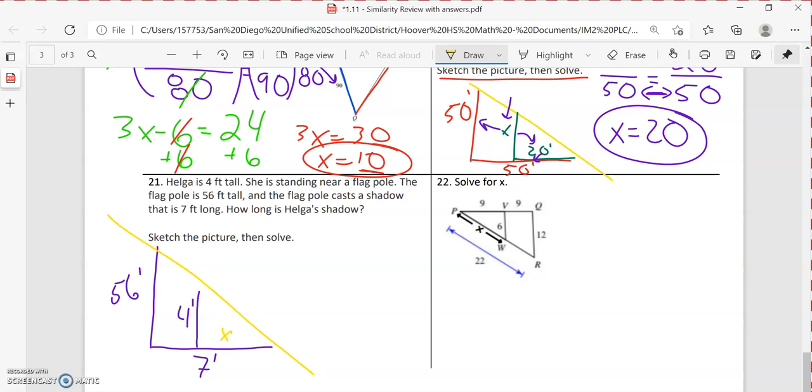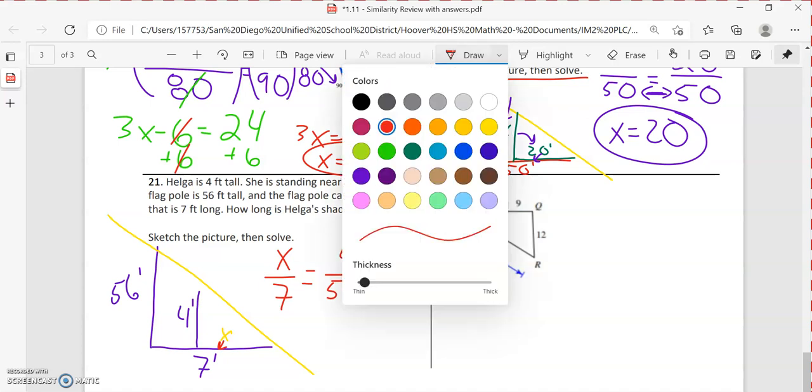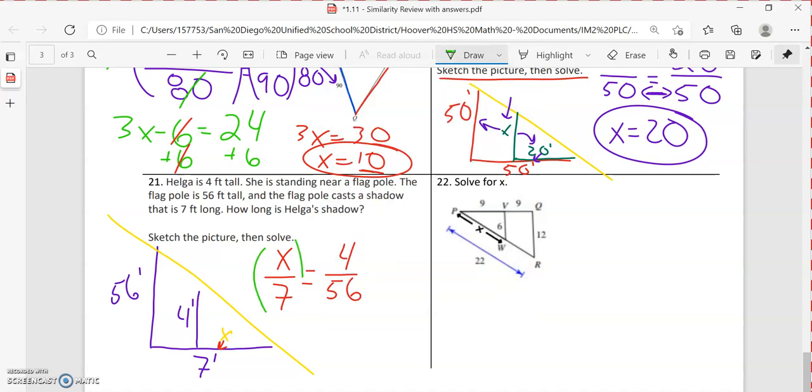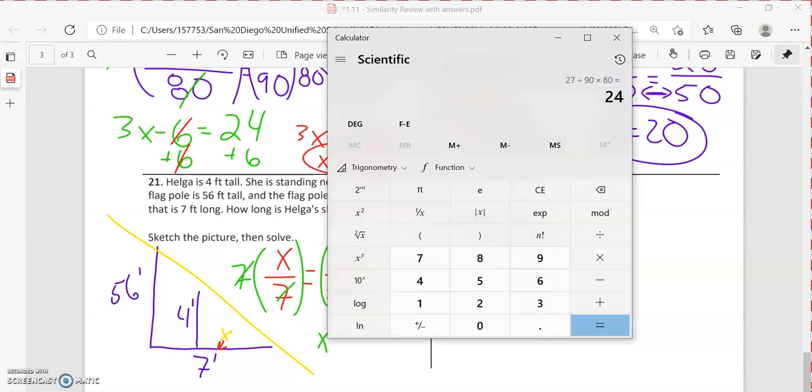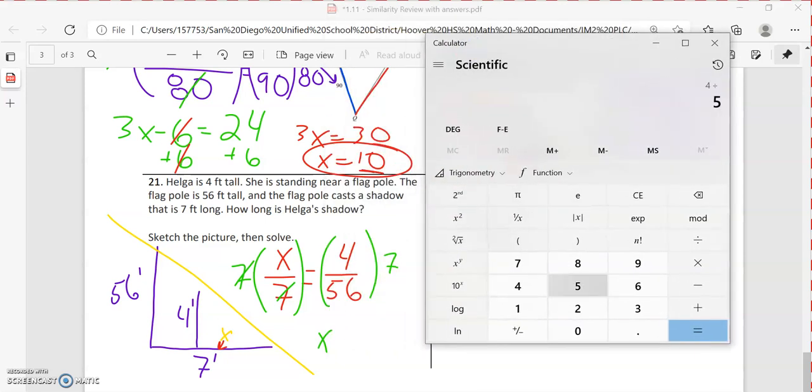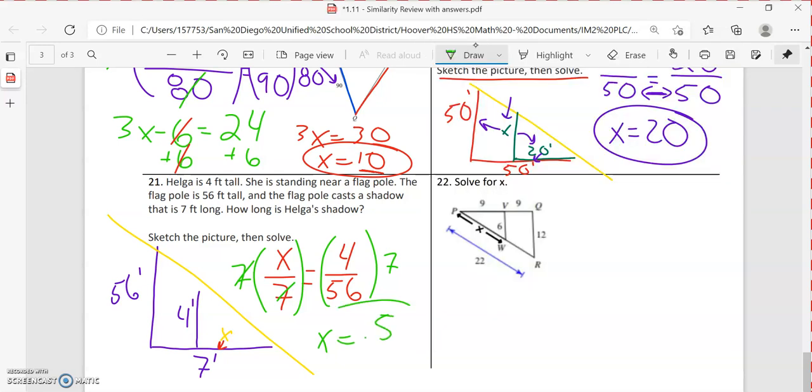So we know what our x is. Our x is there. X is being compared to 7. You can also redraw the big triangle if you want, but I run out of space. So I'm not going to do that. So x over 7 is equal to 4 over 56. To solve for x, we're going to multiply both sides by 7. Then x will end up by itself. So I'll put all this into a calculator. 4 divided by 56 times 7 gives me 0.5, or 1/2.